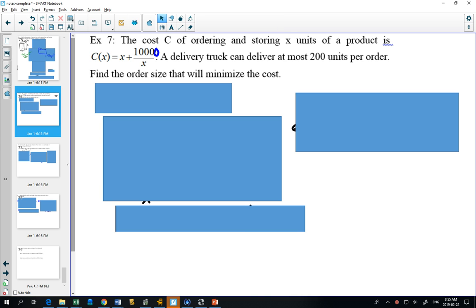A delivery truck can deliver at most 200 units per order. Find the order size that will minimize the cost. We're trying to find a minimum. I'm going to underline minimize the cost. What does that mean? We need to make an equation. Cost equals. Is that already given to us? Yes. Okay, so this makes this question a little bit easier than the last one. We already have a cost, and we need to find the order size.